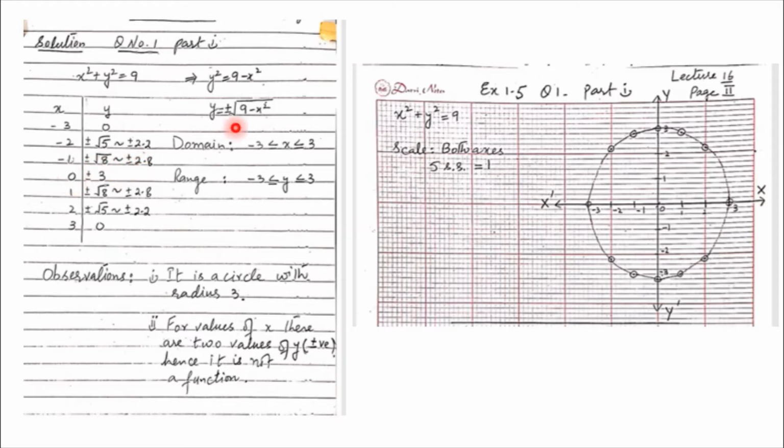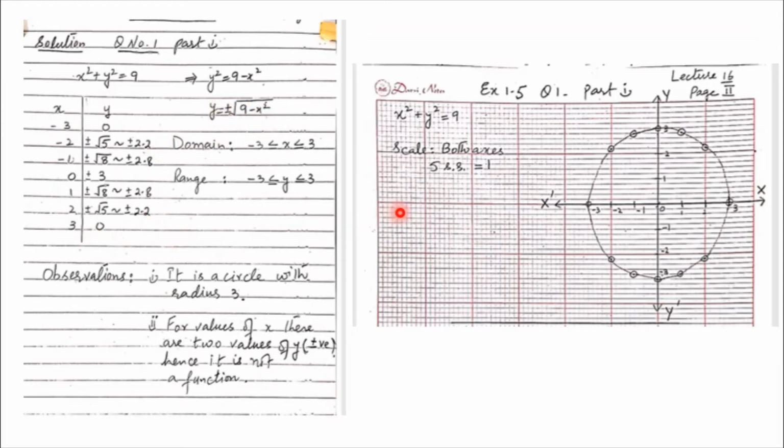Then at x equals to 0, you put x equals to 0 here, you get y equals to plus minus under root 9, which is plus minus 3. Then at x equals to 1, you will get the same values which you had for x equals to minus 1, because we are taking square. When you take square, there is no difference between the square of minus 1 and the square of 1. So at x equals to 1, you get the same values which you have for minus 1. At x equals to 2, you have the same values which you have for minus 2. And at x equals to 3, you have the same value which you have for minus 3. You can calculate these values from here.